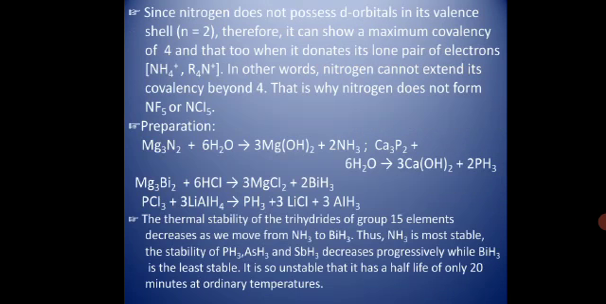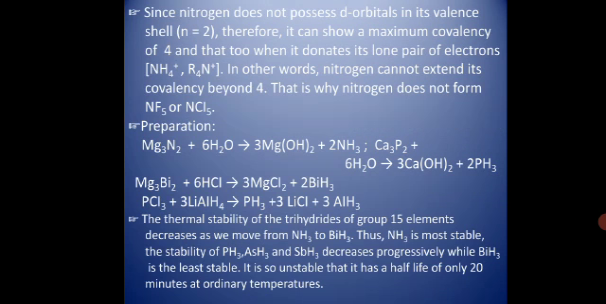When it is going to donate its lone pair, it forms the ammonium radical, the tetra-alkyl ammonium ion, and if you replace R with an aryl group, it forms benzene diazonium salt. In other words, nitrogen cannot extend its covalency beyond 4. That is why nitrogen does not form NF5 or NCl5. The question comes here, why does nitrogen not form NF5 or NCl5?